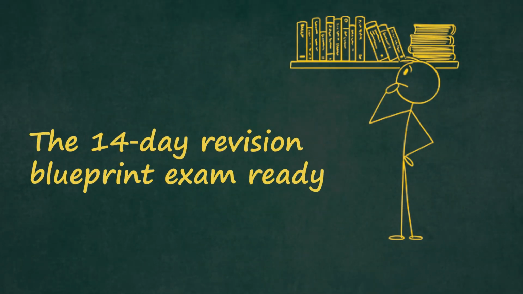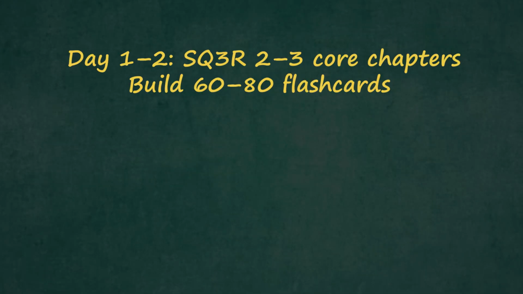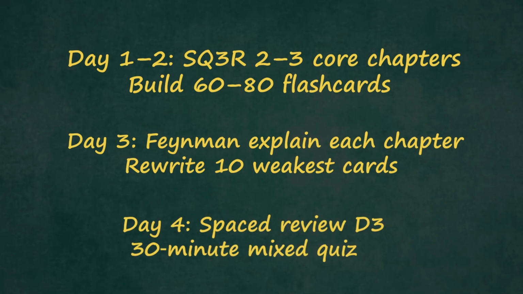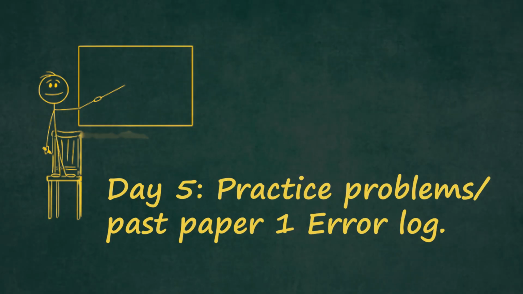The 14-day revision blueprint. Exam ready. Day 1 to 2: SQ3R 2 to 3 core chapters. Build 60 to 80 flashcards. Day 3: Feynman, explain each chapter. Rewrite 10 weakest cards. Day 4: spaced review D3. 30-minute mixed quiz. Day 5: practice problems. Past paper 1. Error log.